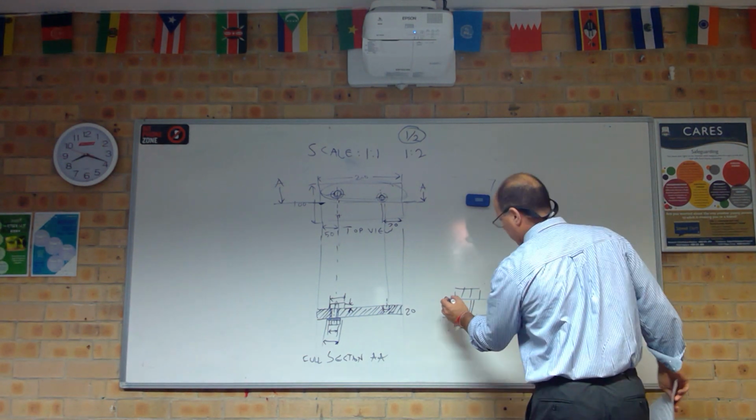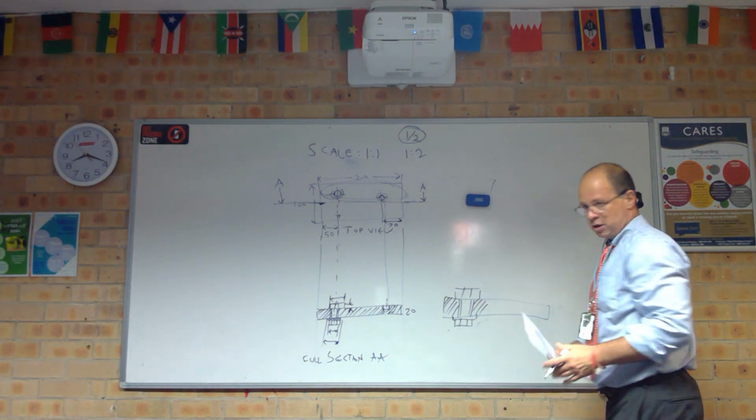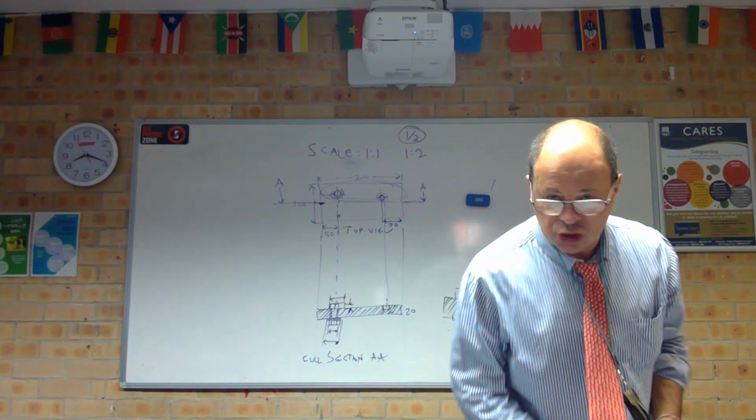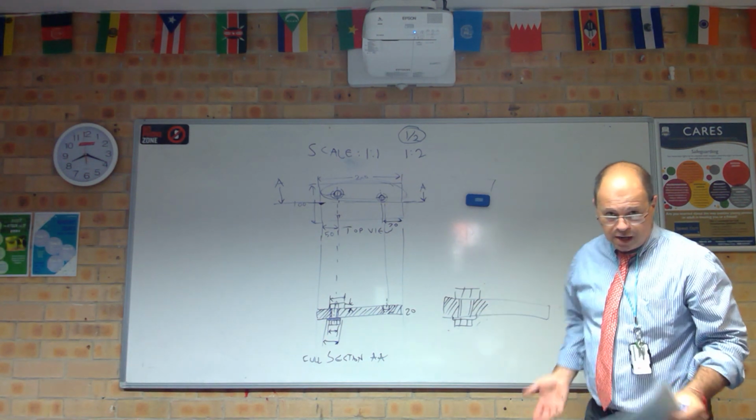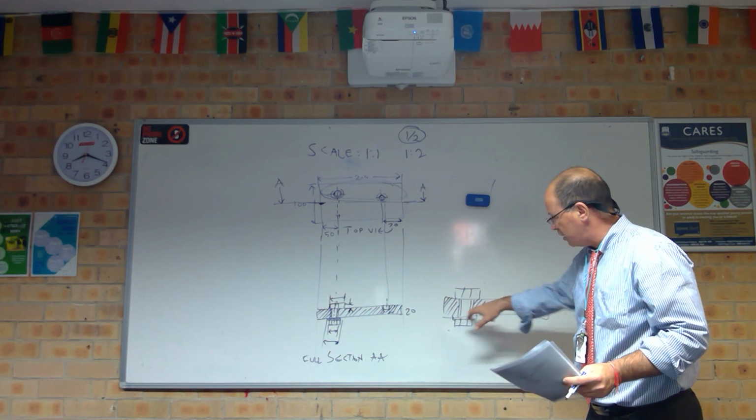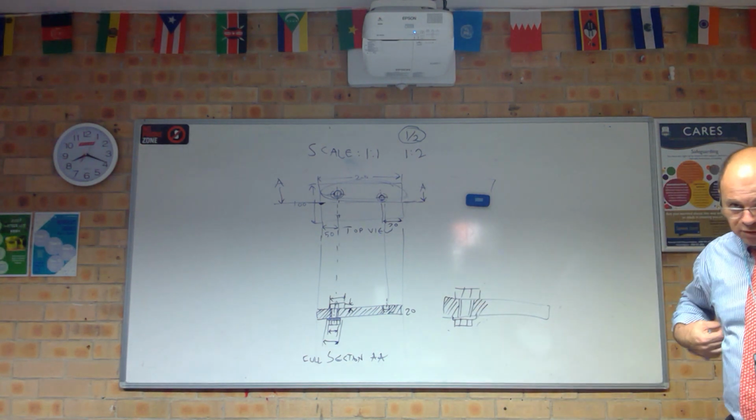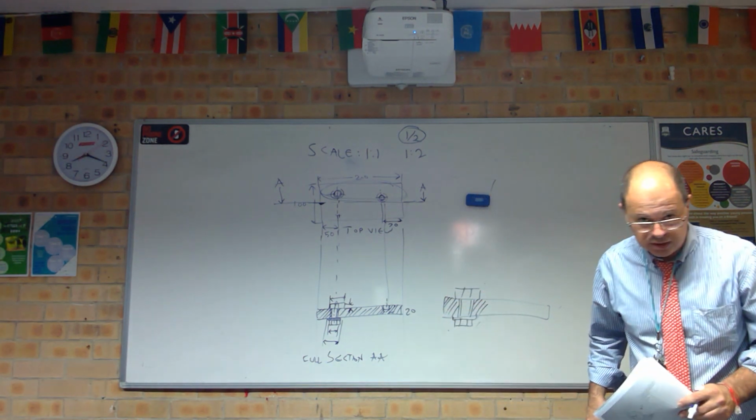So you're still going to hatch it because it's still a section, but this time when you hatch, notice that I haven't hatched across my thread lines. Okay, why haven't I hatched across my thread lines? Because there's a bolt in here and the bolt is filling those thread lines, okay? And we don't hatch across bolts, and that's why we don't hatch across the thread lines, okay?